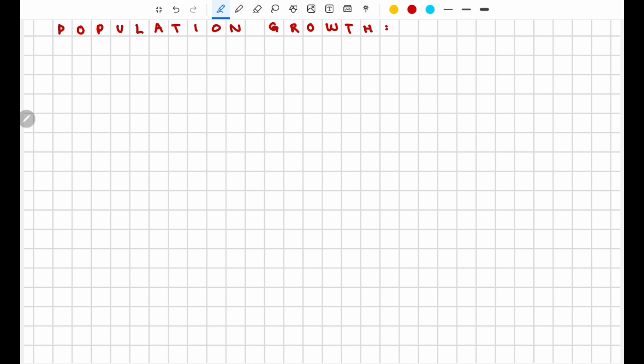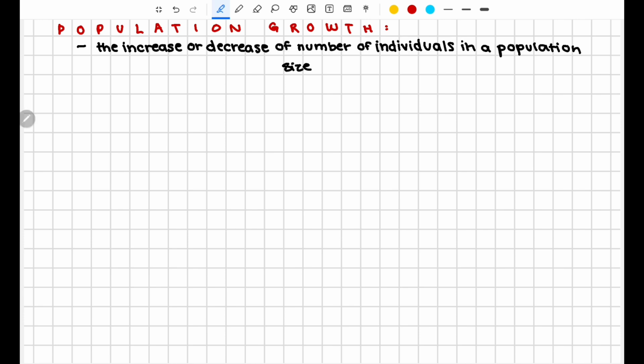Now let's talk about population growth. Population growth is the increase or decrease of the number of individuals in a population size, and keep in mind this usually happens over a long period of time. Also, I want you to notice the careful wording of increase or decrease. A lot of the times when we think of growth, we think it has to be an increase in the population, but it's just some sort of change in the population, and so therefore it can also be decreasing.